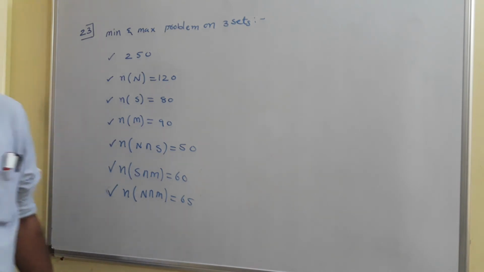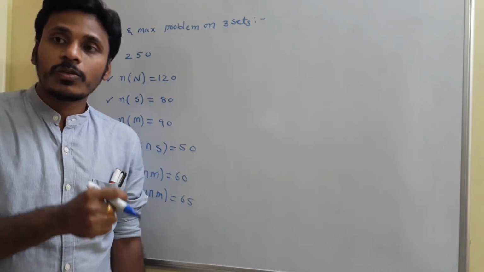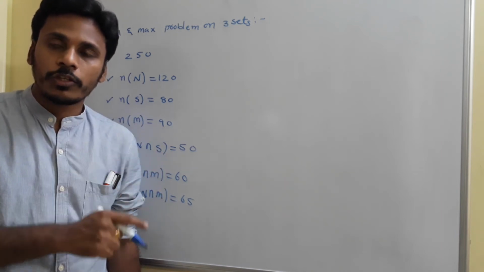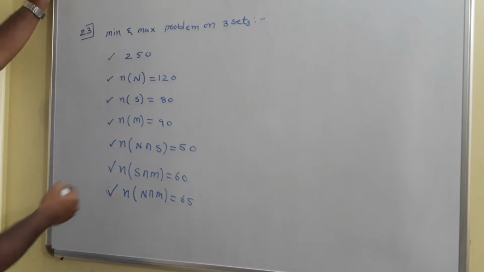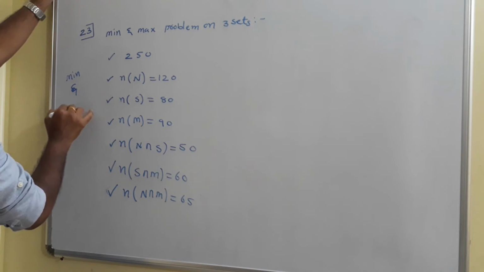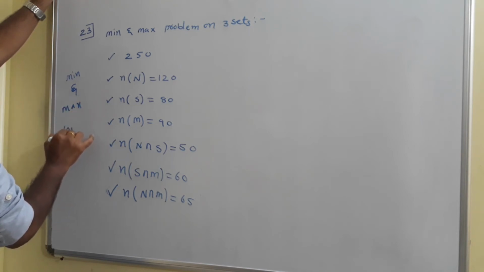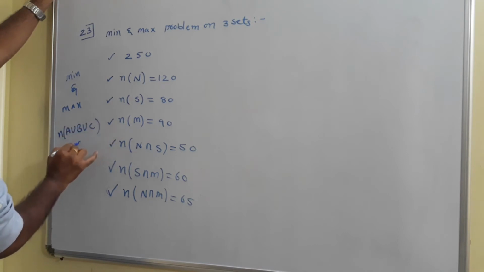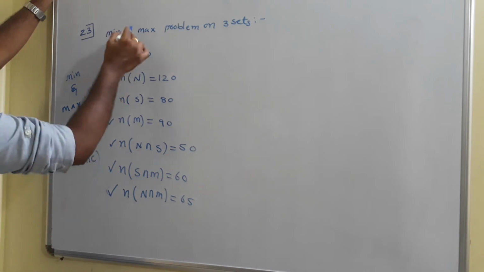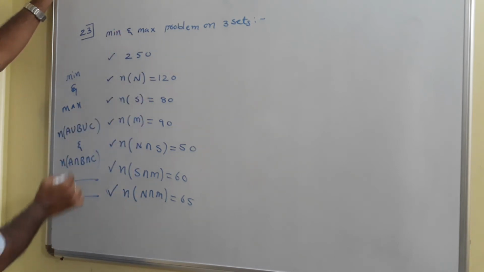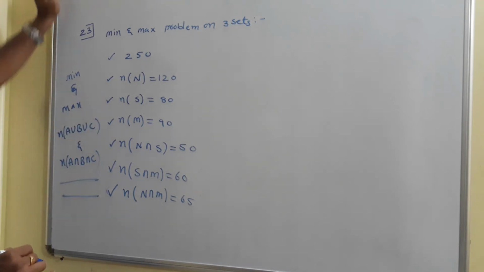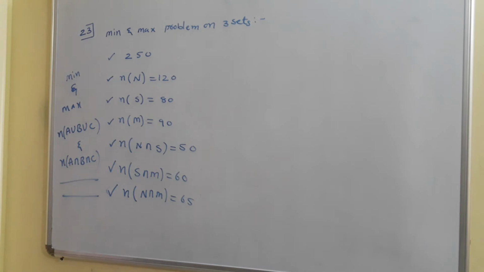So who watch at least one channel? At least one channel in the sense, at least they are watching either news channel or music channel or sports channel. That means at the end the question is about finding the minimum and maximum possible values for n of A union B union C and n of A intersection B intersection C. This is the given information and they are asking us to find the minimum and maximum possible values for these two numbers. Okay, just think about the problem and then I will give you the explanation.